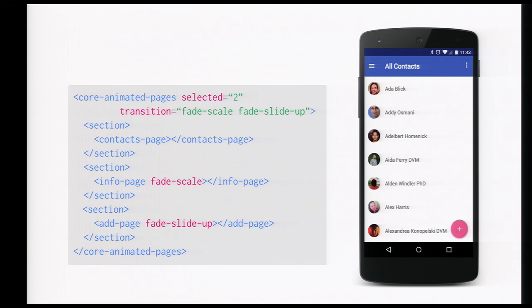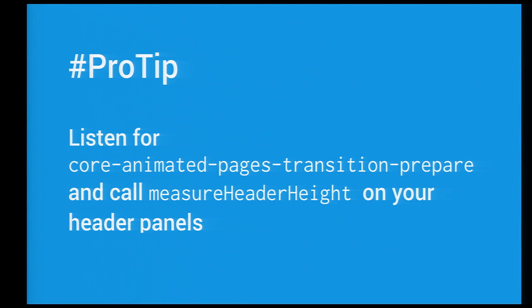Now, another tip that I want to share with you is something that I came across as I was building this. Core animated pages does this thing where if an element is not displaying, it's going to make it display none, which can totally screw it up if it's trying to figure out its height or do anything like that. So there's a magical event here called core animated pages transition prepare, which is the longest event name in the history of the world.